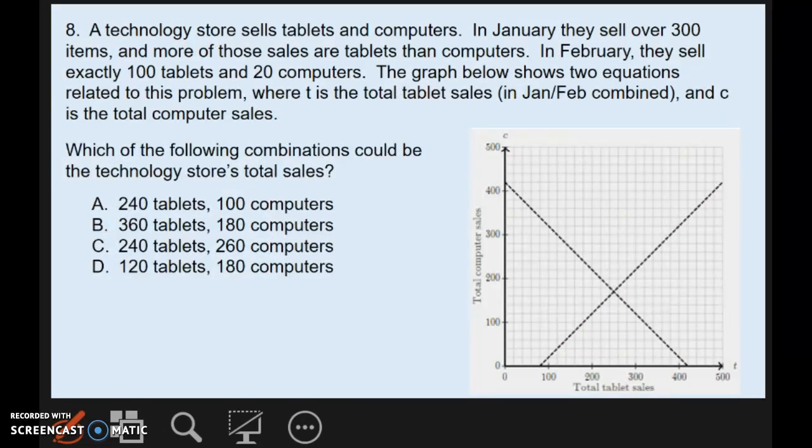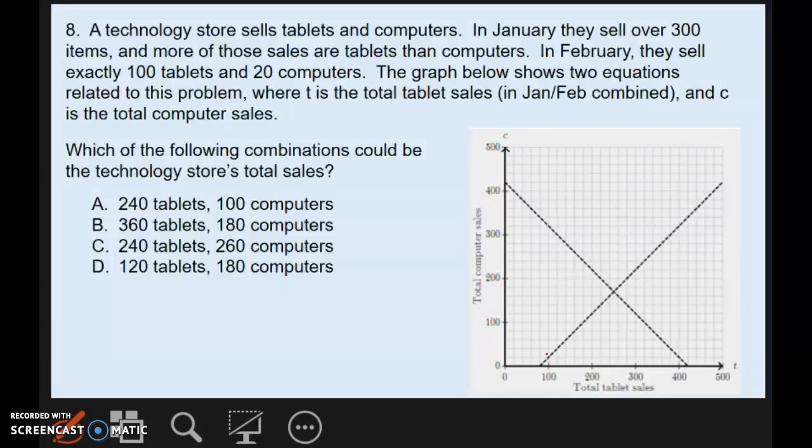So let's take a look at one where they're already going to give us the graphs, and now we want to actually figure out the solution set here. So it says here, a technology store sells tablets and computers. Okay, great. So tablets, based on what's labeled, is our horizontal axis, and then computers would be our vertical axis. In February, they sell exactly 100 tablets and 20 computers. Okay, sounds great. So there's a point there.